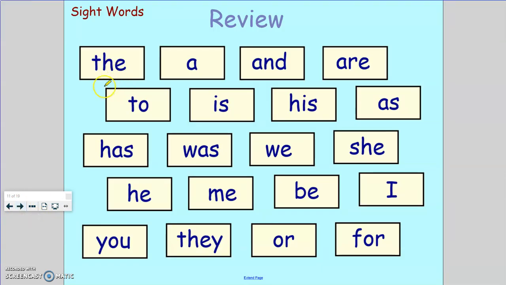The last thing we're going to do today is we're going to review all of the sight words or trick words that we've learned so far. Tomorrow, we will introduce 2 new trick words. Repeat after Miss Frem. The, a, and, are, to, is, his, as, has, was, we, she, he, me, be, I, you, they, or for. Great job. Tomorrow we're going to introduce 2 new trick words to our list.